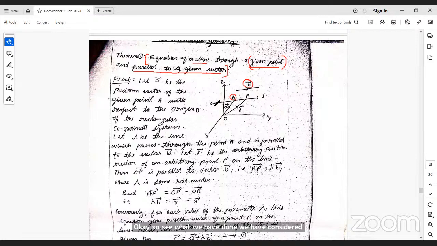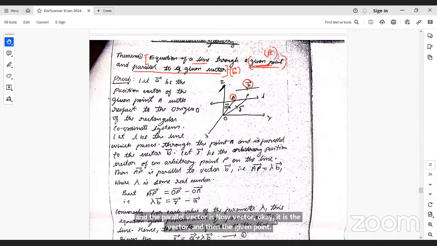A is the given point through which the line is passing, and the parallel vector is this vector B. So in the figure this is the point A, and the parallel vector is vector B. So vector B and then the given point. Now based on this, let A be.